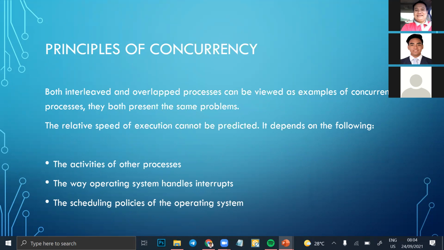Both interleaved and overlapped processes can be viewed as examples of concurrent processes. They are both present at the same time. The relative speed of execution cannot be predicted. It depends on the following. The first principle is the activities of the other processes. So the concurrent processes still depend on the activities of the other processes or the other software that is running at the same time in parallel threads. The second one is the way the operating system handles interrupts. And the last one is the scheduling policies of the operating system.